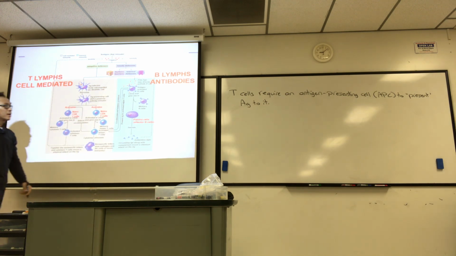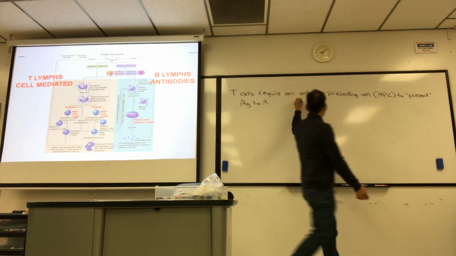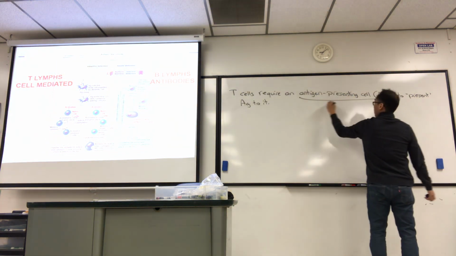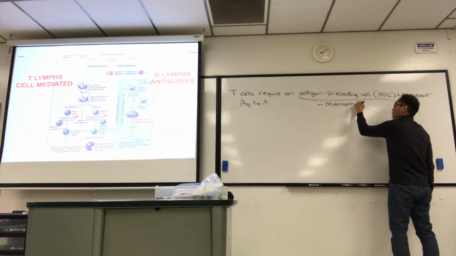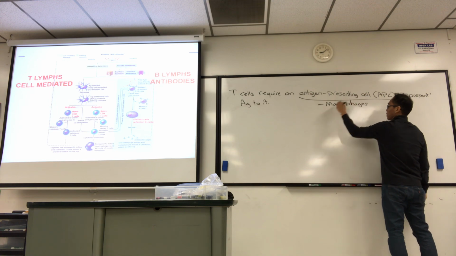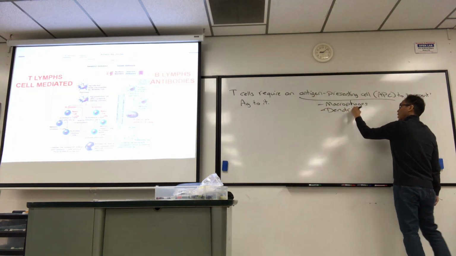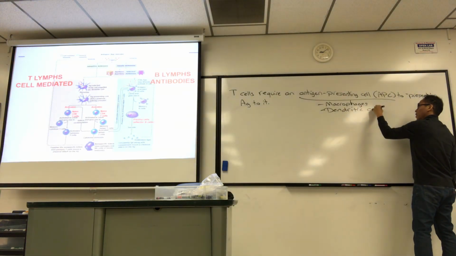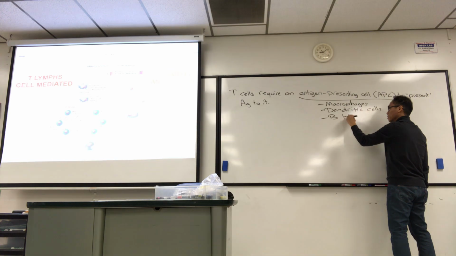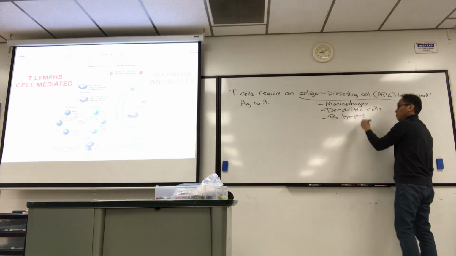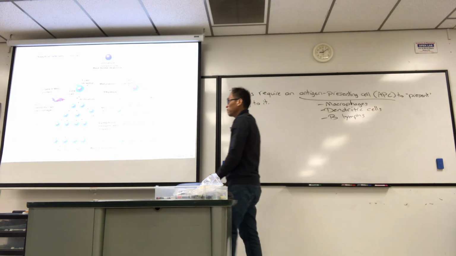Cells that have an antigen presenting function, there's not too many of them. Let me just list them now. They include macrophages. They include cells called dendritic cells. B lymphs, B cells can have this function. So those are the three that have the APC function.